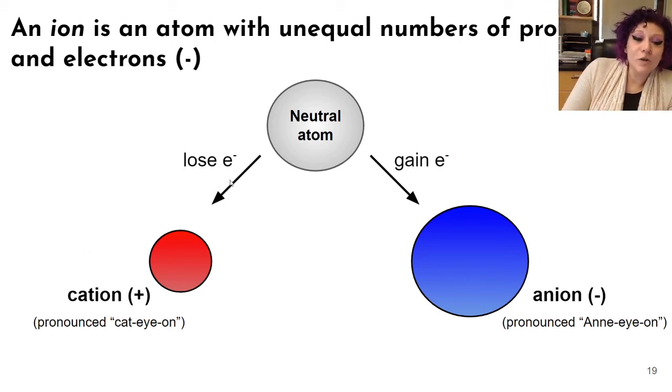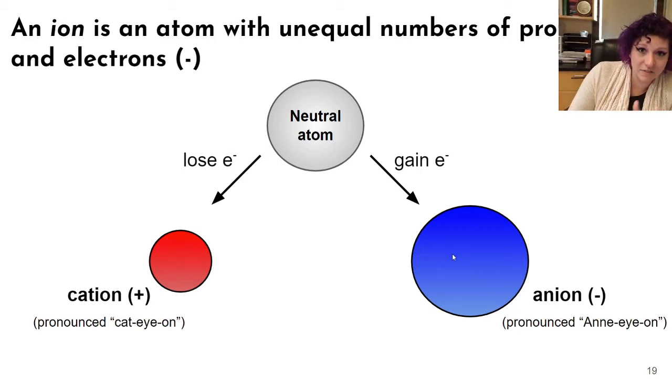A neutral atom could also gain electrons. So when it gains an extra negative charge, it becomes overall negative. And now it is an anion. So anion, that's how you pronounce it. This is overall negatively charged.